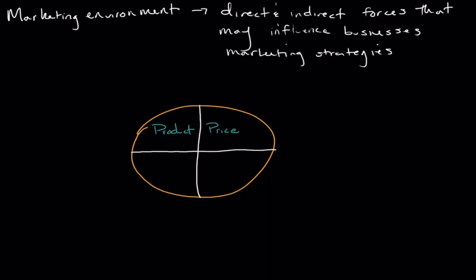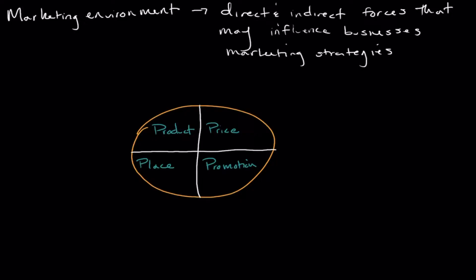Of course, we have distribution, which we often refer to as place, so getting our product to the place where it can be consumed by our target consumer. And then we have promotion, which deals with informing, educating and persuading consumers to make an immediate purchase or maybe just influence their decisions later on down the road. This is what we call the marketing mix or marketing strategy.